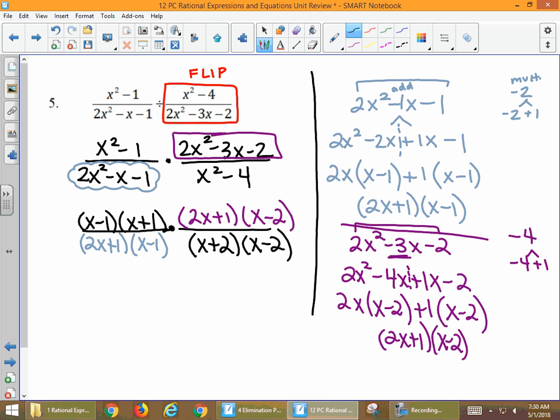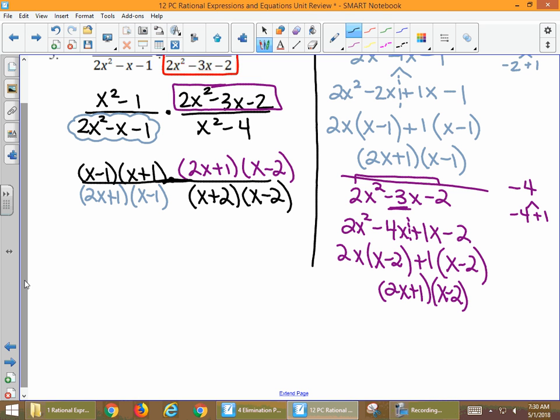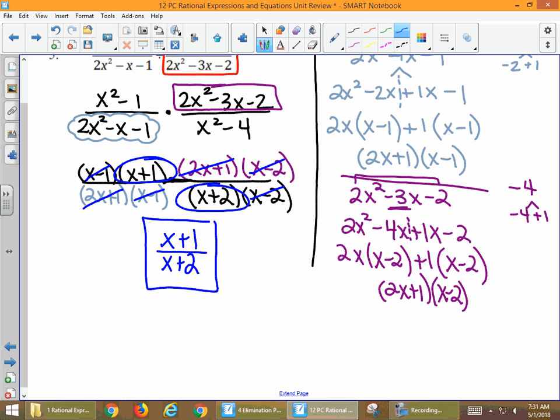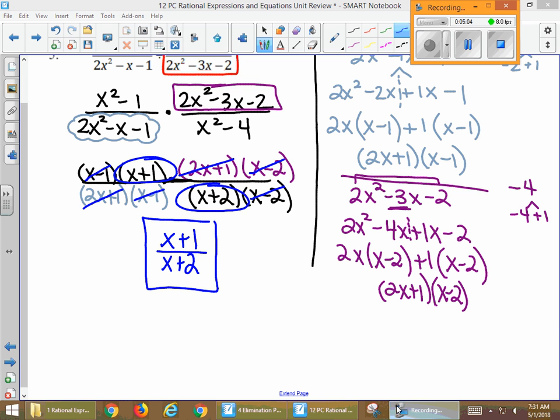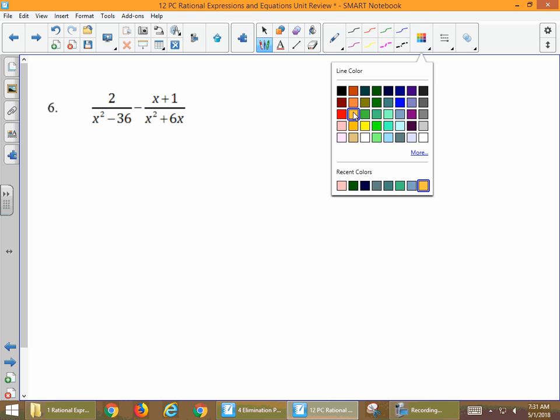And now, this is all one fraction. Again, no common denominator needed when we're multiplying. We can cancel. So I'm going to look for things to cancel. x minus 1, x minus 1. 2x plus 1 and a 2x plus 1. And an x minus 2 and an x minus 2. So I'm left with x plus 1 over x plus 2. Done and done. Lovely little simplification. All right, the next problem is subtraction. For subtraction and addition, we do need a common denominator.